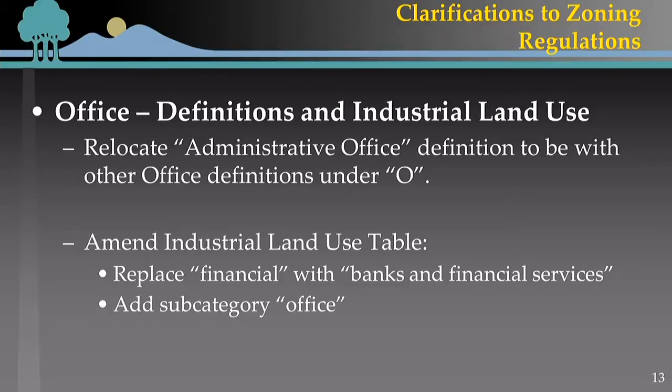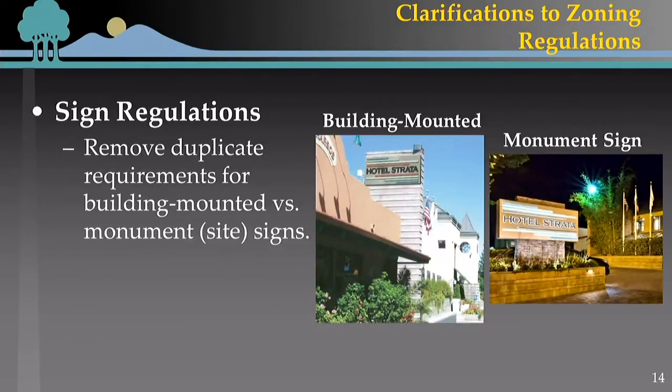Staff's also proposing to add a subcategory of office under the office category to show that general office use is allowed, because currently that's not made very clear. It would be following the same alignment as what you see in the commercial land use table. And lastly, under sign regulations, the MM and PF districts have duplicate information for the building mounted and freestanding monument signs. So staff is proposing to remove the duplicate information for added clarity of the requirements.